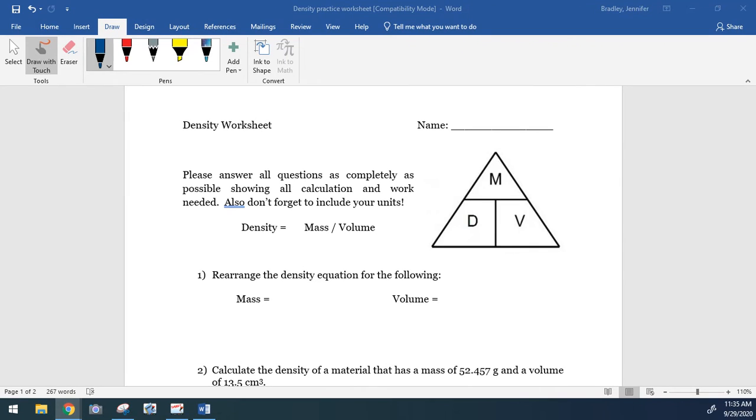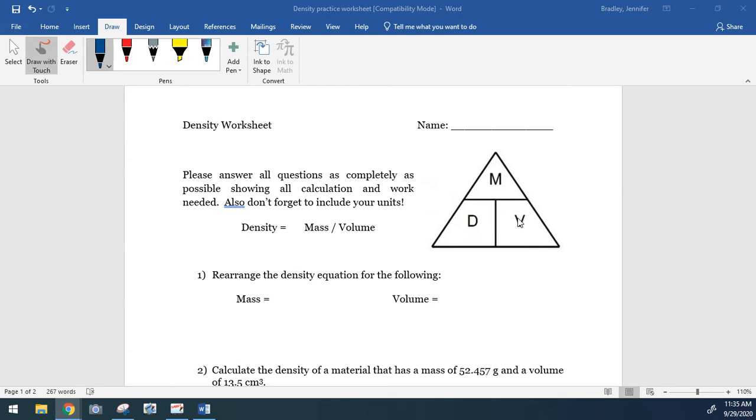Okay, so here is the density sheet that you're going to be doing today. I just want to go through how to use this triangle. Density right here equals mass over volume. You basically just cover up what you're looking for. So if I'm looking for density, that's mass over volume.